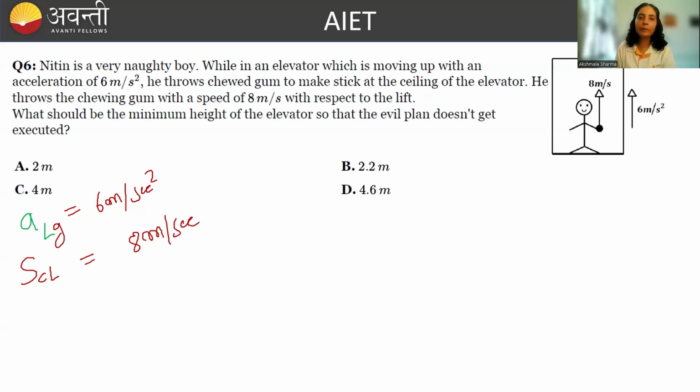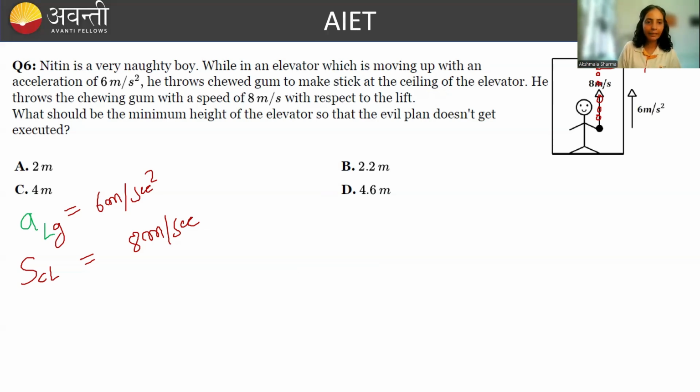What should be the minimum height of elevator so that the evil plan doesn't get executed? So what should be the height? So with respect to lift, the height should be such that he's throwing, and if that gum is moving up, but before it touches that height, the speed of gum should become equal to 0. Then only gum will not be able to stick to the ceiling, right? So what should be our target to solve the question? To make its velocity 0 just before the ceiling, right?